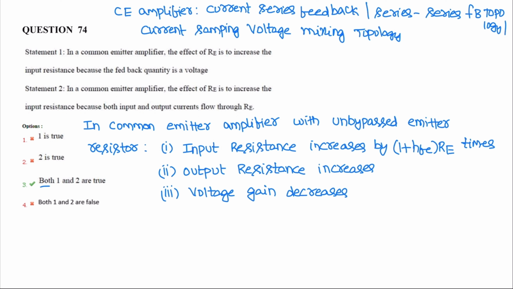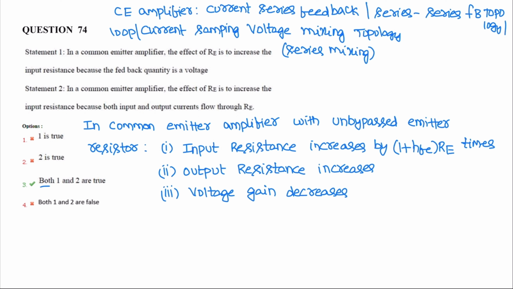In transconductance amplifier, current sampling or loop sampling, feedback network is connected in series with the output. Voltage mixing or series mixing at the input, the feedback network is connected in series with the input. This series mixing increases the input resistance of feedback amplifier and current sampling increases the feedback resistance of feedback amplifier. So statement 1 is correct.